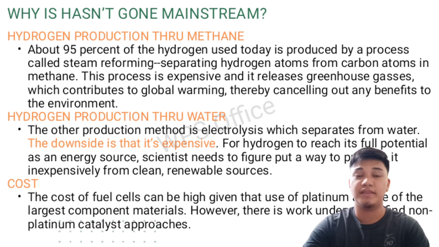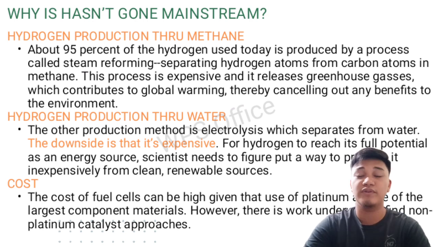Hydrogen production through methane. About 95% of the hydrogen used today is produced by a process called steam reforming, separating hydrogen atoms from carbon atoms in methane. This process is expensive and it releases greenhouse gases which contribute to global warming. Hydrogen production through water. The other production method is electrolysis, which separates hydrogen from water. The downside is that it's expensive.